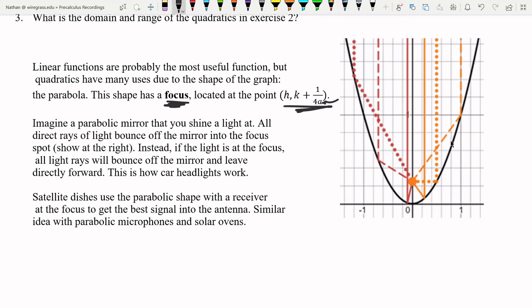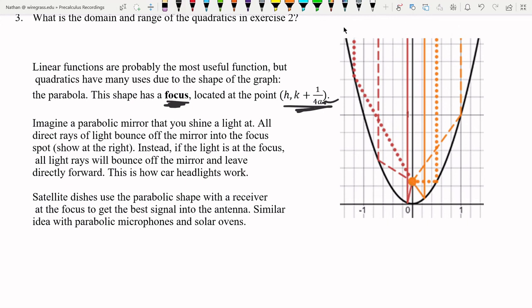Now, if this were a mirror that was shaped this way, and you were to shine a light into it, so like assume that the light's coming in. Now the light doesn't come in all this direction, it actually comes in a direction, but we're just saying that if we shine the light directly into the mirror, all of the light will reflect off of the sides and go right here at the focus. They will all focus on the focus.